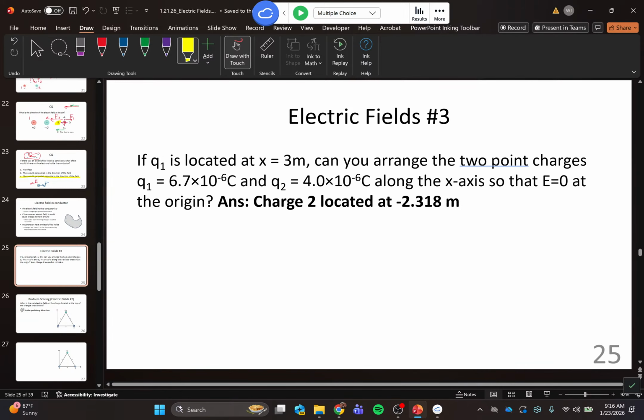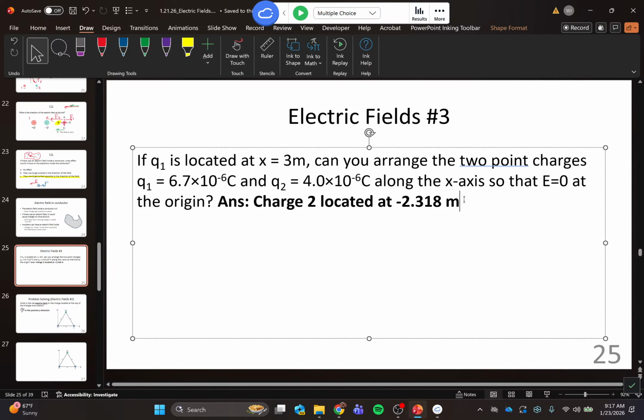Remember, every single problem, first step: what am I solving for? What I'm solving for here, I'm sadly going to have to type it out. I usually like to write it, but maybe typing will be more clear anyway. Step 1, what am I solving for? I'm solving for where to put Q2 such that E equals 0 at the origin. That is the goal. My answer should be a distance.